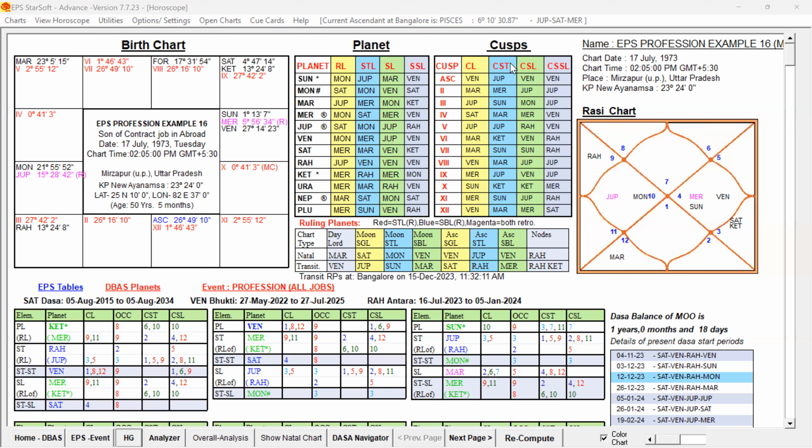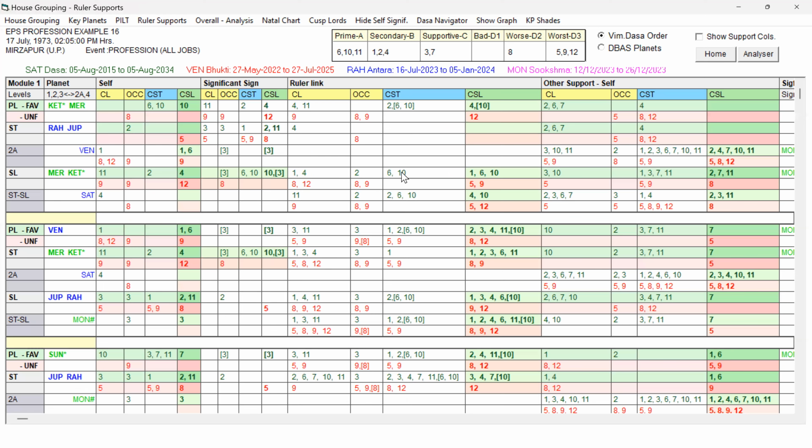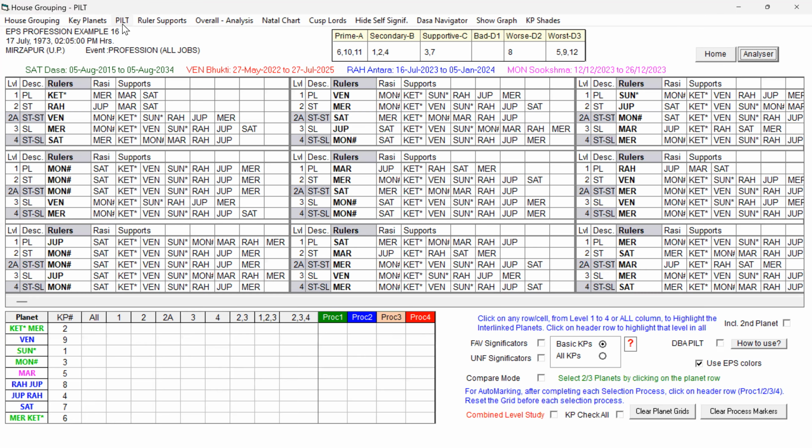This is the birth chart of the male native. Now let us examine with the help of the PILT table. The key planets have been given in the previous video for the EPS table analysis. The same shades have been taken here also. Let us now check with the PILT page.